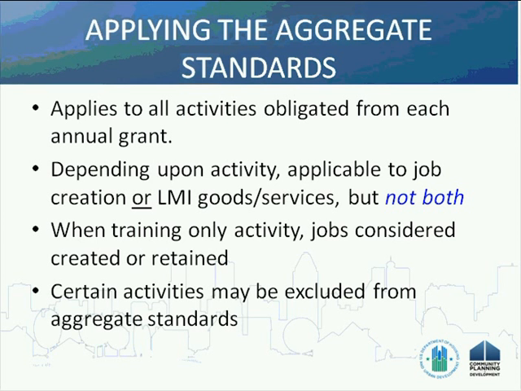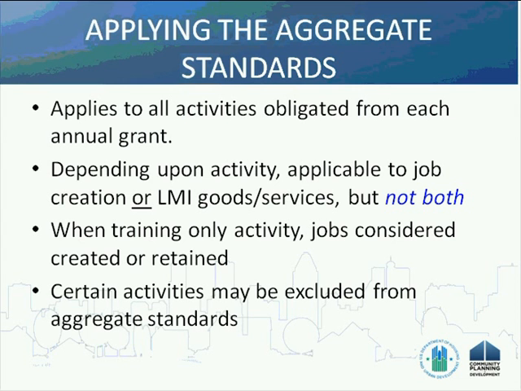Then, for all activities under the job creation category, the grantee will add up all of the CDBG funds that were obligated on these activities and the total number of full-time equivalent jobs estimated to be created or retained at the time of obligation. The grantee will then calculate an average cost per full-time equivalent job across all of these projects that were obligated against that grant year. That average cannot exceed $35,000.